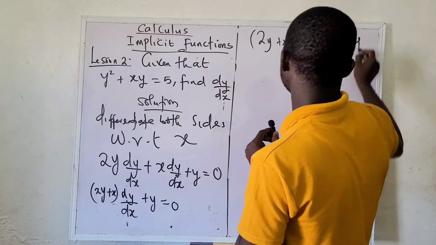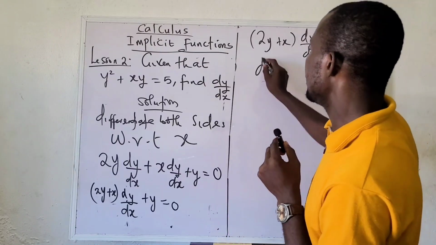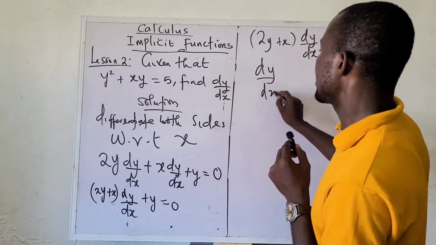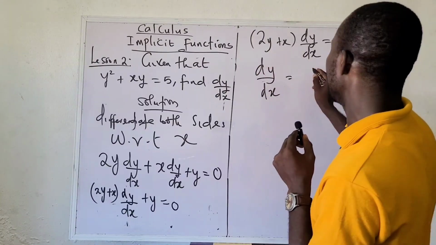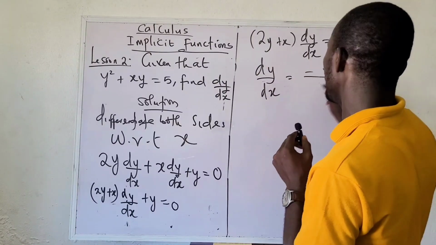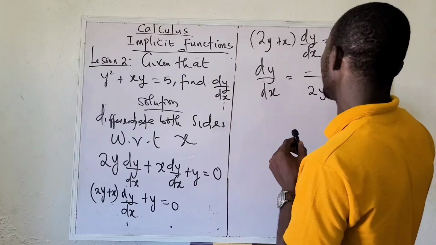And this will be minus y. Hence, your dy over dx, you divide both sides by this here. That will be minus y over 2y plus x.